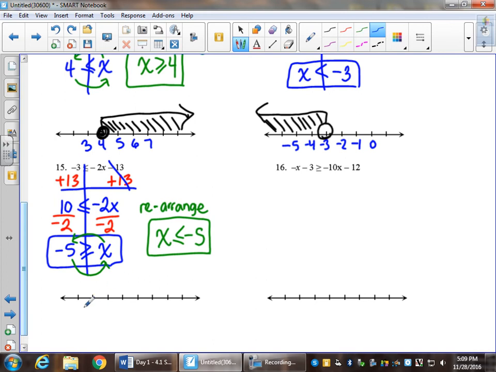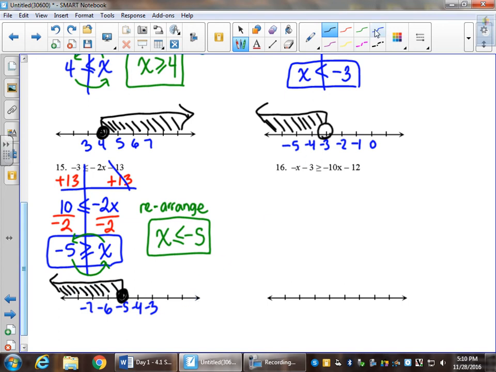Let's get some numbers on the number line. Negative 7, negative 6, negative 5, negative 4, negative 3. A couple is fine. Open or closed on negative 5? Closed, because this is or equal to. And now left or right? Less than is to the left. We're done.